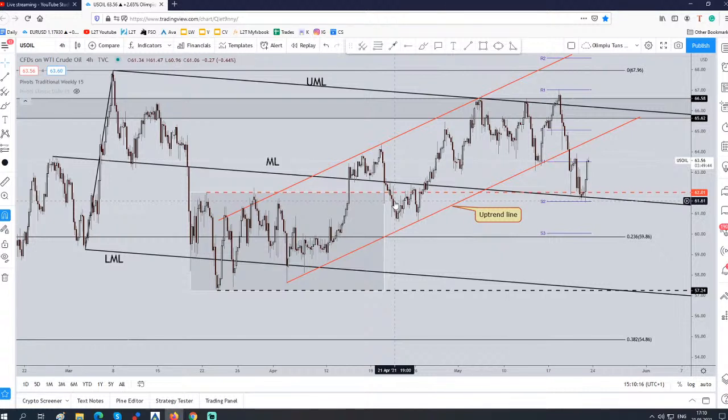Jordan, Montana, are 5 minutes and 15 minutes time frames good for analysis? Yeah, if you want to make scalping intraday trades, you can make your analysis on lower time frames, Jordan.